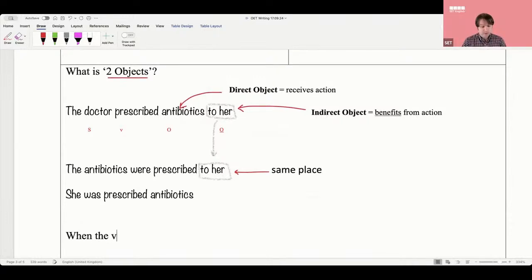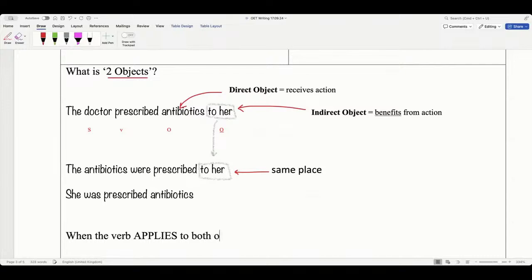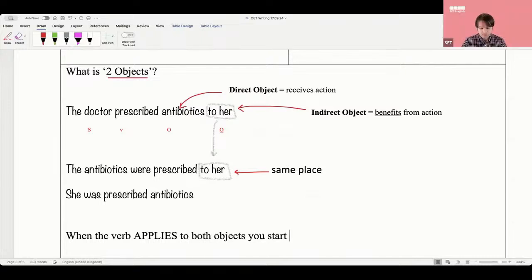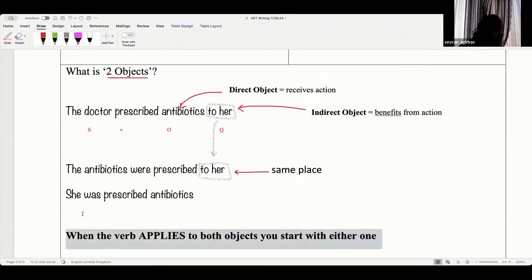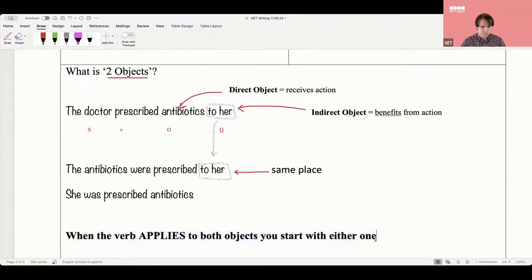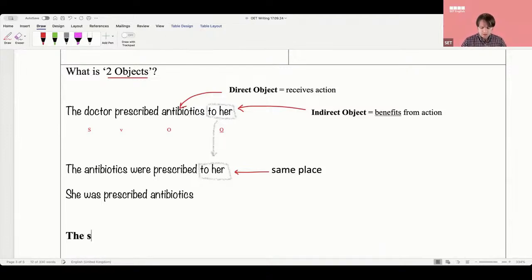When the verb applies to both objects, you can start with either one. That makes sense. Now, I'm going to teach that to you later. Don't worry. If you don't understand that, don't worry. But I'm going to teach you this today. We're going to learn this today. I'll give you a quick example and then we're going to start practicing. Okay, look at this. The doctor performed surgery on her.